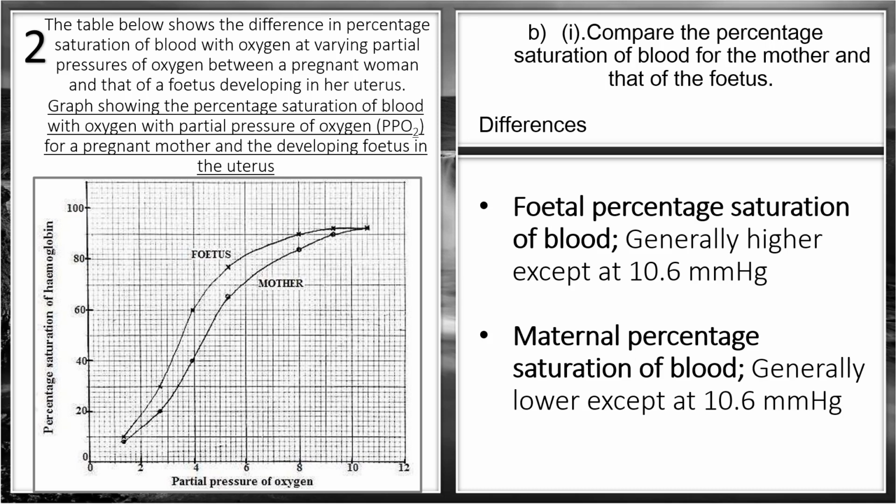The fetal percentage saturation of blood generally is higher, except at 10.6 millimeters Hg. So when you look at it with that one of the mother, you will see that the curve for the fetus is above that one of the mother, apart from only one point here where they have around 10.6 millimeters Hg of partial pressure of oxygen. That's where they are the same. But you can see that the one for the fetus is above that one of the mother.